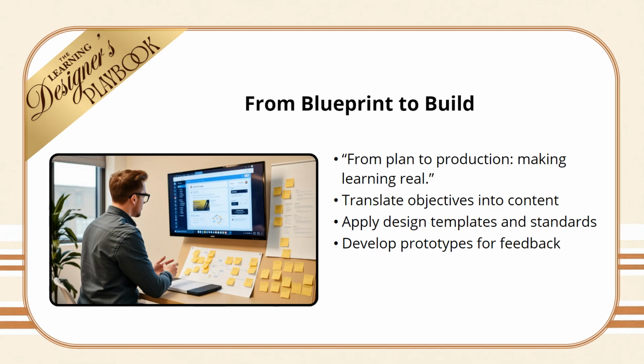Turning your design plan into real content requires a structured workflow. Begin by revisiting your objectives and verifying that every learning asset supports them. Use the templates and design standards created earlier to ensure consistency. At this point, you start producing prototypes, sample lessons or modules that demonstrate your vision. Prototypes allow early testing with stakeholders or pilot learners. They reveal what works and what might need adjustment. This feedback loop is vital before scaling full production.